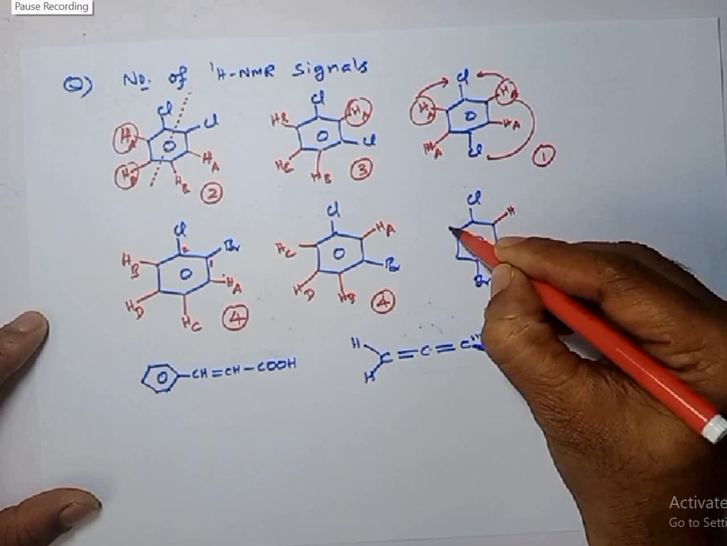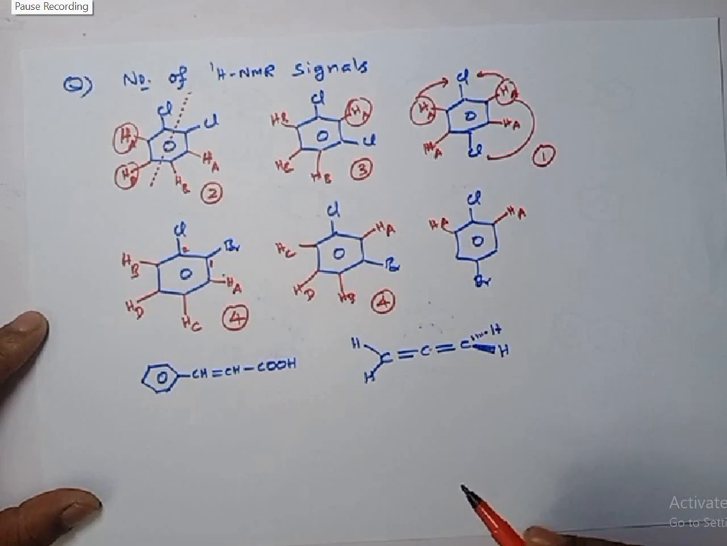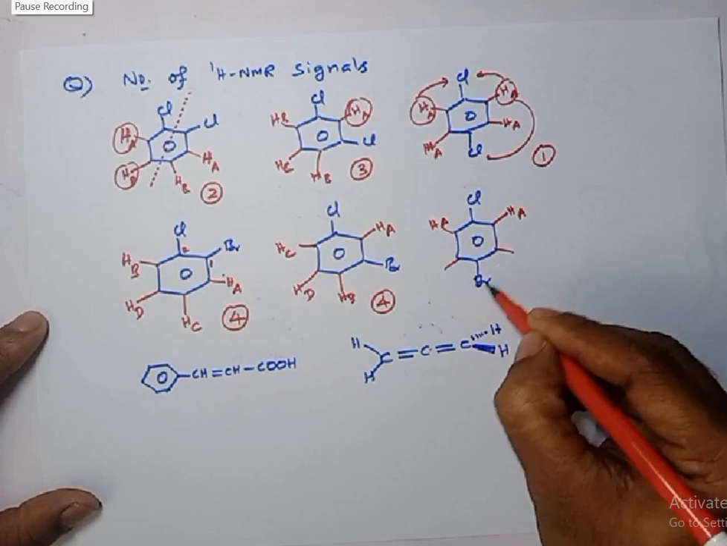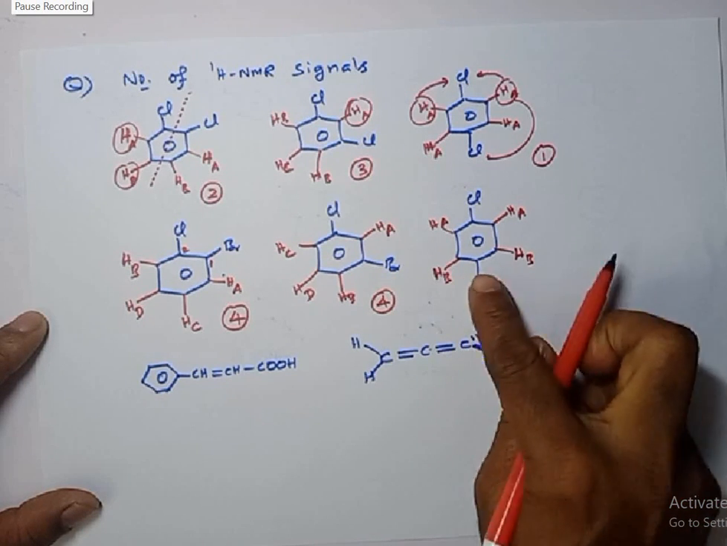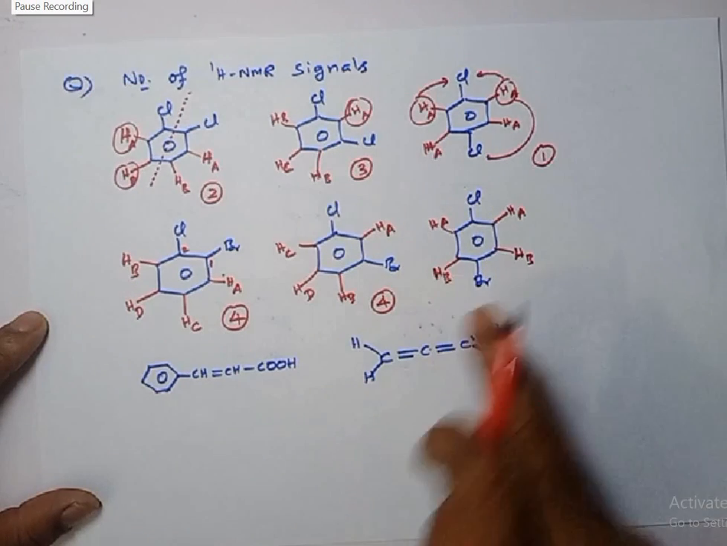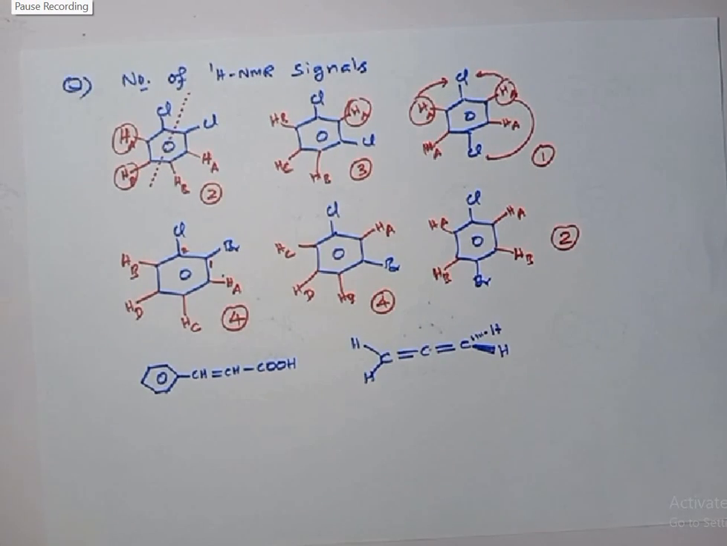What about here? The two hydrogens which are ortho to chlorine are in one environment, and the two hydrogens which are ortho to bromine, and meta to the chlorine, are in one environment. So we get two signals for this compound in the proton NMR spectrum.